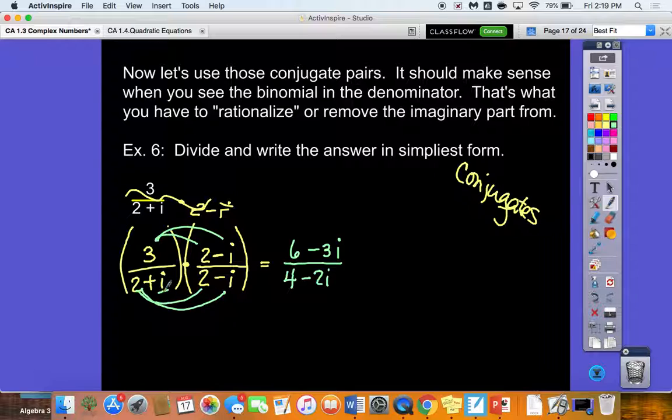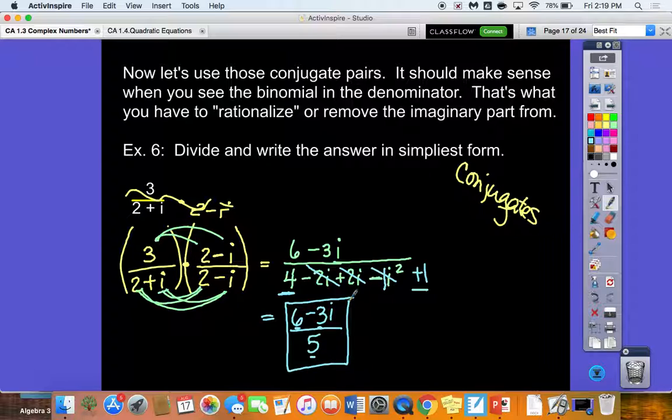Then I go back and get my i. i times 2 is positive 2i. i times negative i is negative i squared. So I'm purposely doing it the long way right now. The middle terms are canceling. And if you'll remember the trick, that's a 1, by the way. i squared is going to change that sign. So that right there will be plus 1. So I have 6 minus 3i all over, and I've got 4 plus 1 is 5. Nothing reduces. Remember, you have to look at all 3 and see if they reduce. They do not, so that's my answer.